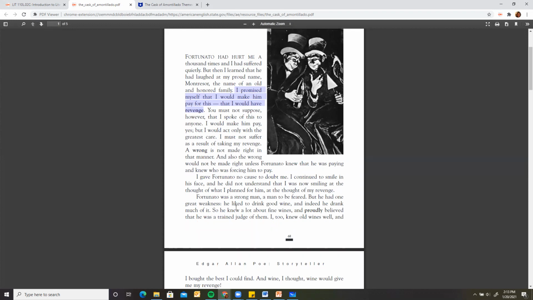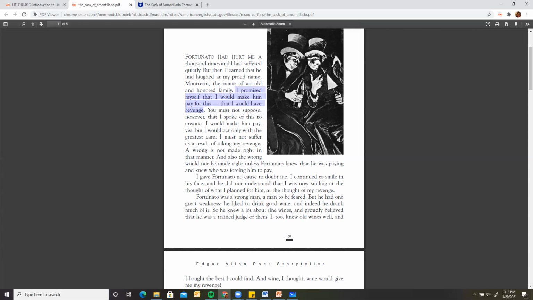I would make him pay, yes, but I would act only with the greatest care. I must not suffer as a result of taking my revenge. A wrong is not made right in that manner, and also the wrong would not be made right unless Fortunato knew that he was paying and knew who was forcing him to pay. I gave Fortunato no cause to doubt me.